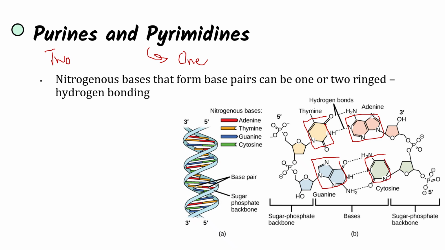And as we discussed, these nitrogenous bases are going to bind together through hydrogen bonds. However, the binding between guanine and cytosine is slightly stronger. There are 3 hydrogen bonds created, whereas between adenine and thymine there are only 2 hydrogen bonds created.